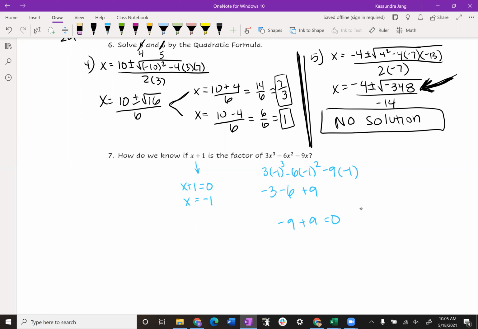So yes, because this all equals 0, this tells me the x plus 1 that I was just testing is a factor. It didn't give me both factors or 3 factors or whatever. It didn't give me all my factors. It just says that particular piece is a factor. All right, there we go.